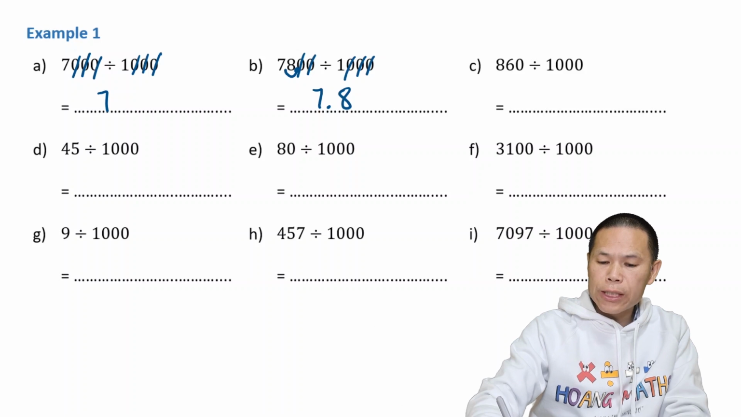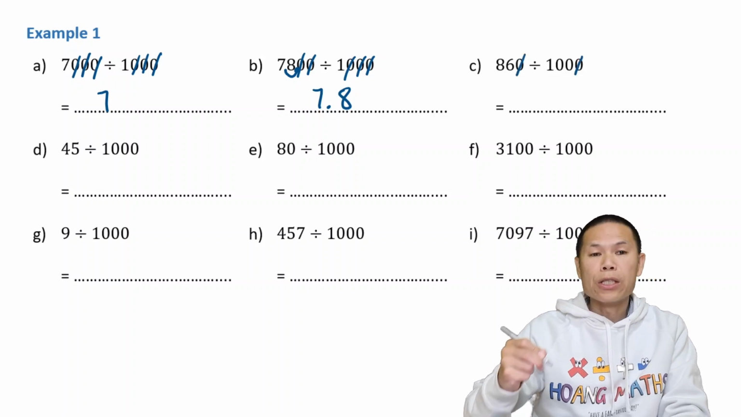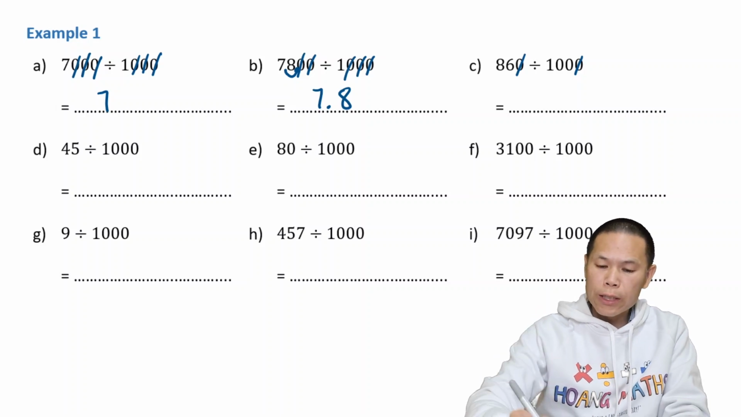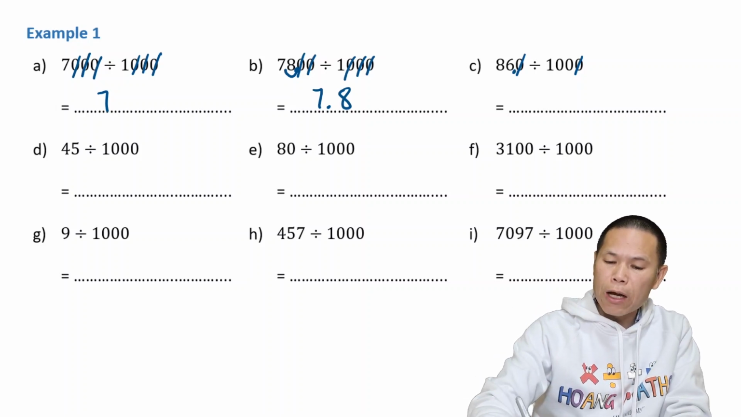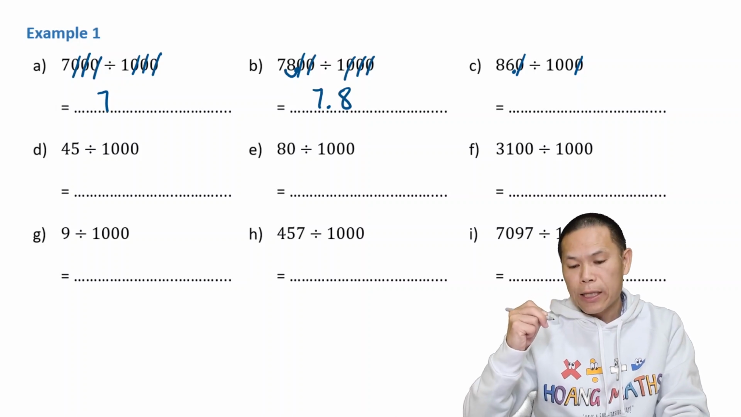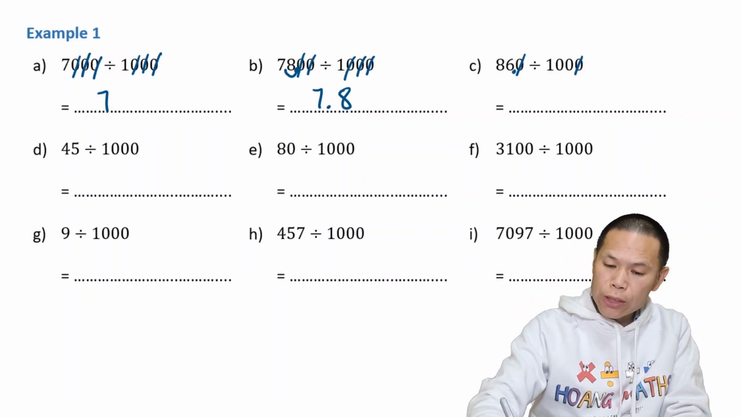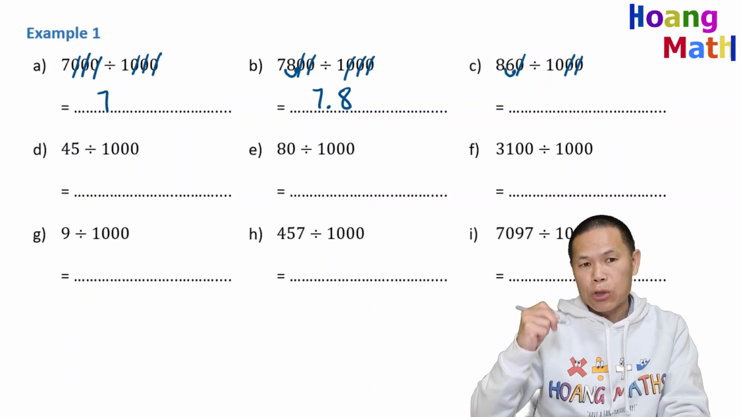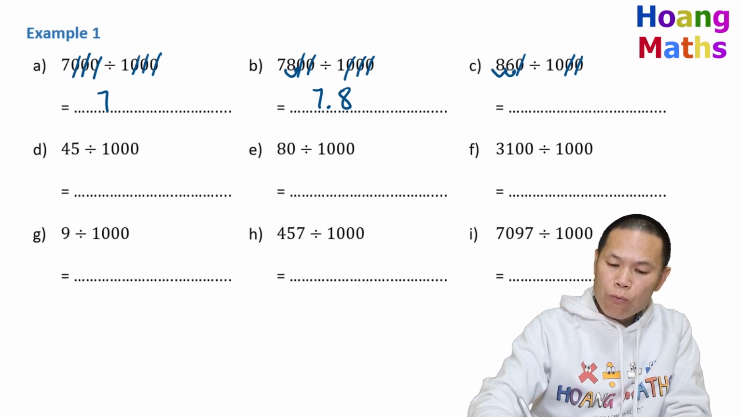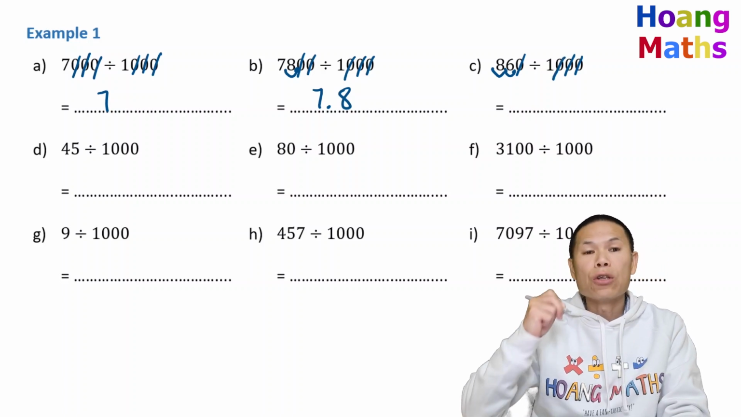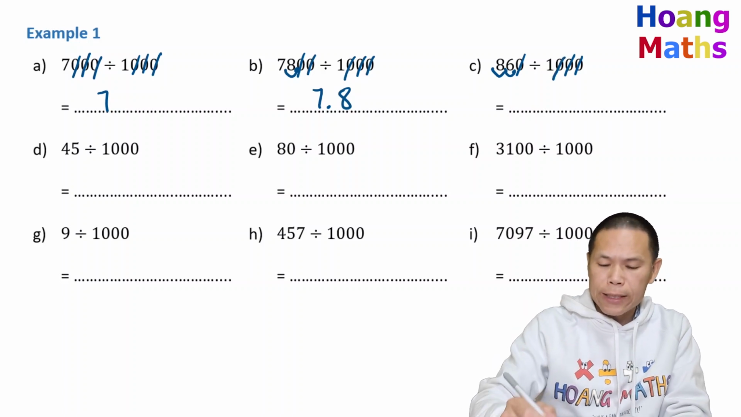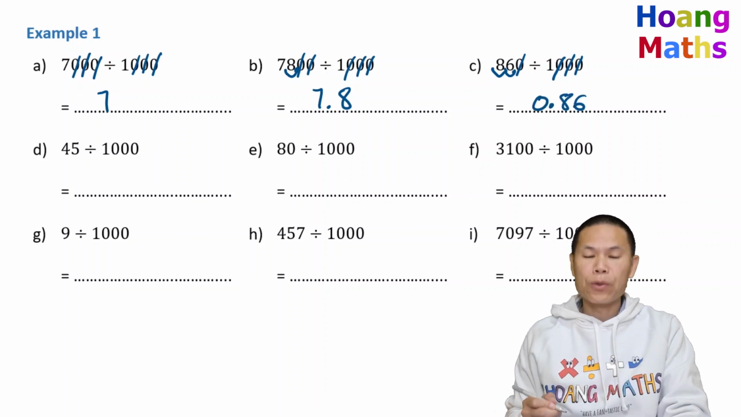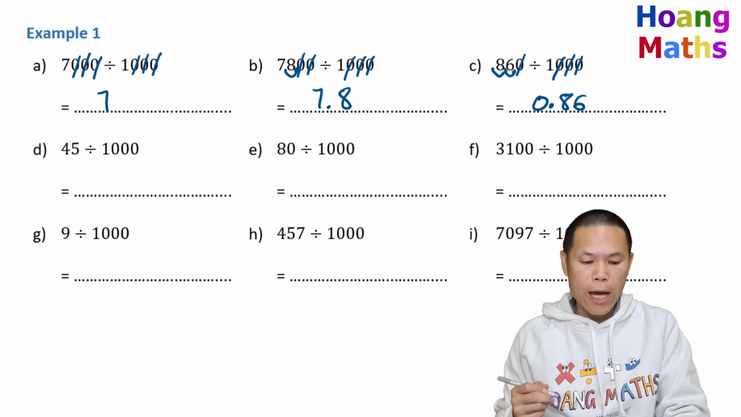Part C. We have 8,600 divided by 100. So we can cancel this zero with this zero. So we are left with 86 divided by 100. Of course, the decimal point is right at the back of 6, which is 86 divided by 100. We cancel this zero. We move 1 decimal point to the left because the number should get smaller. And you move 1 more time, you cancel this. So 0.86 is the answer. And we'll put a 0 in front. So the answer is 0.86.